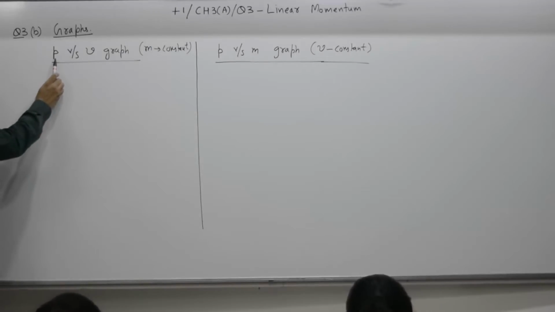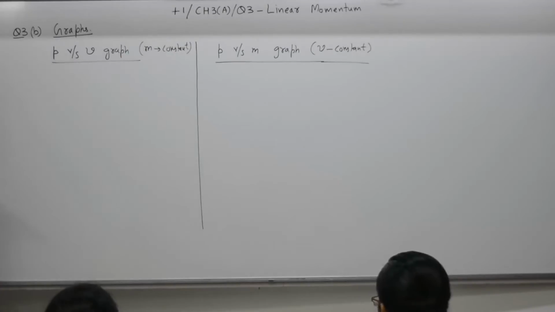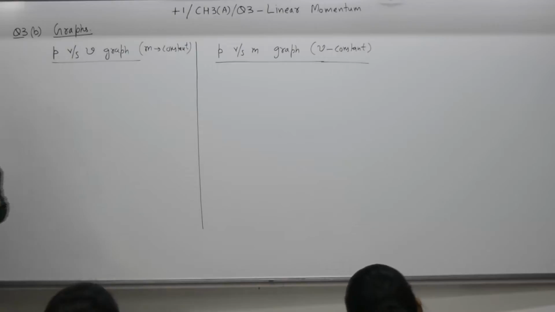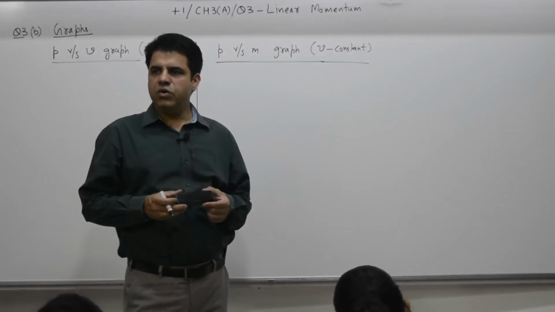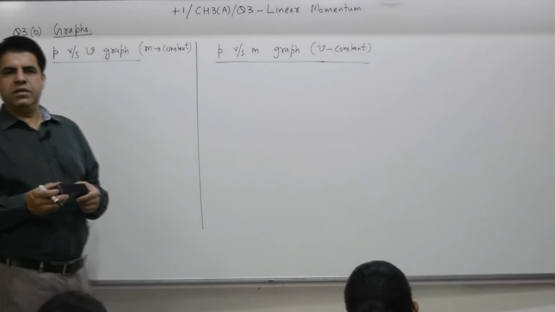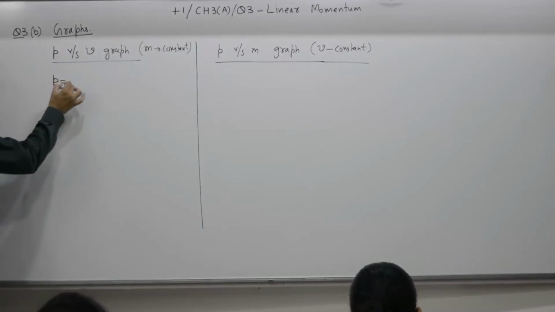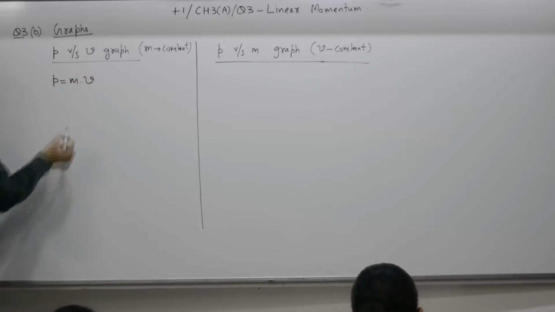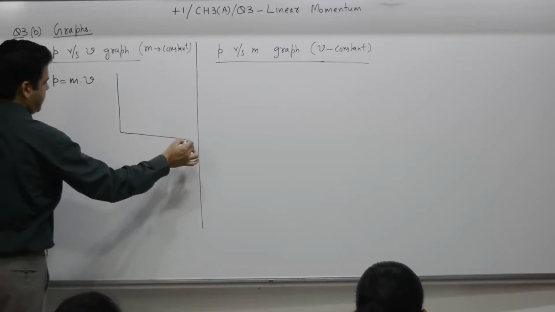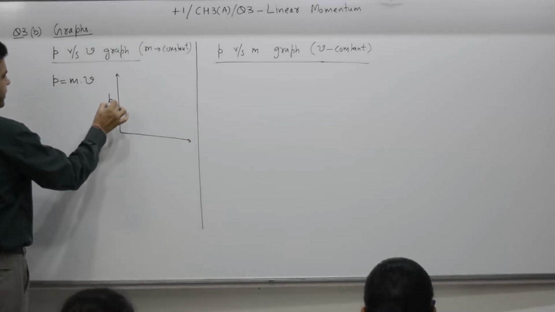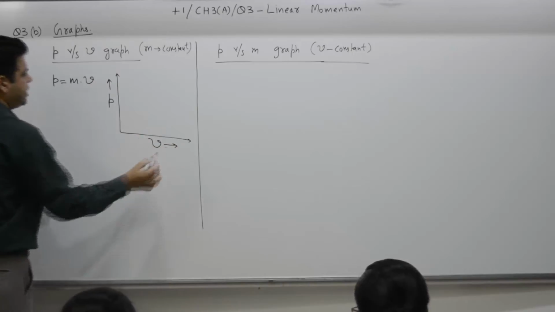Step 1: you have to write a relationship between p, v and m. Whenever you have to plot a graph, the procedure is to write a formula or a relationship, how one depends on the other. Formula: p is equal to mv. So you want to plot a graph of p as a function of v. Try.